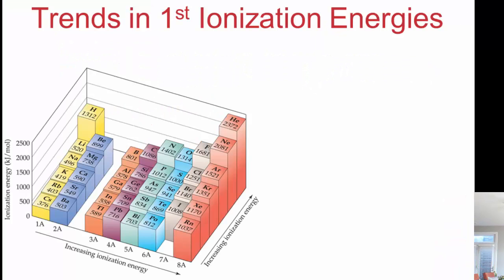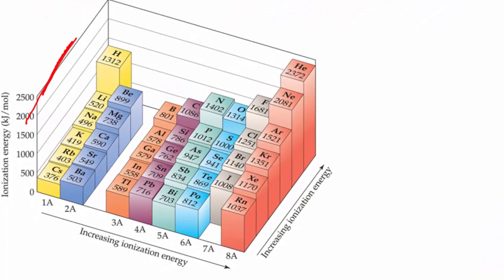So trends in first ionization energy. We actually mentioned one of these already. That would be the family or column trend. Ionization energy increases as you go up a family.